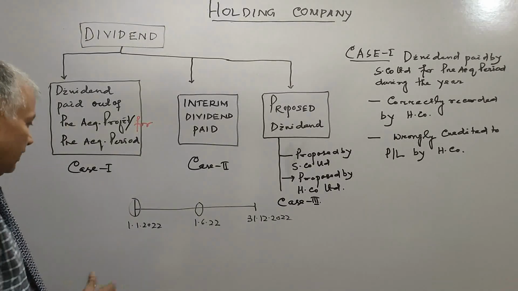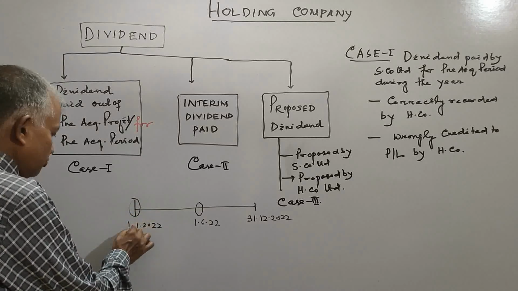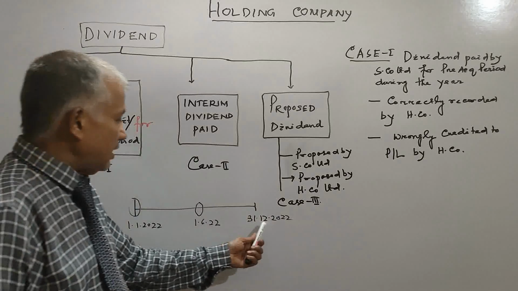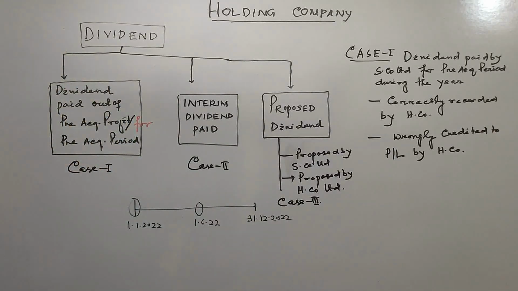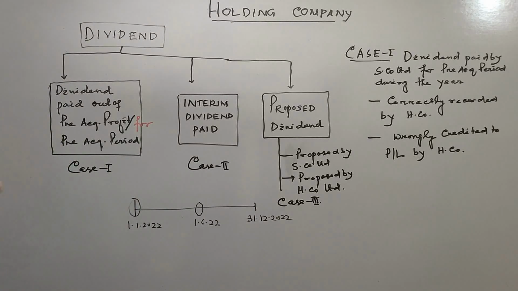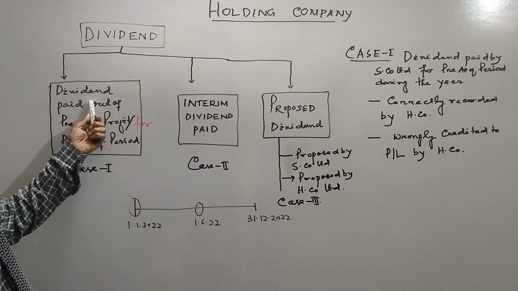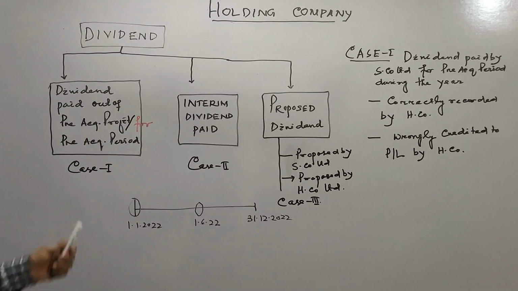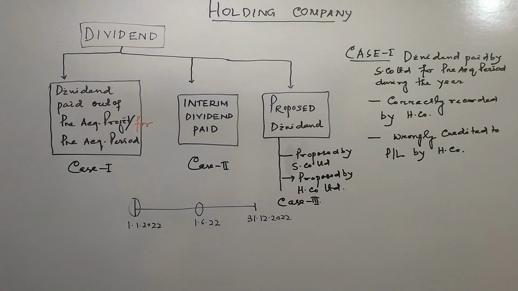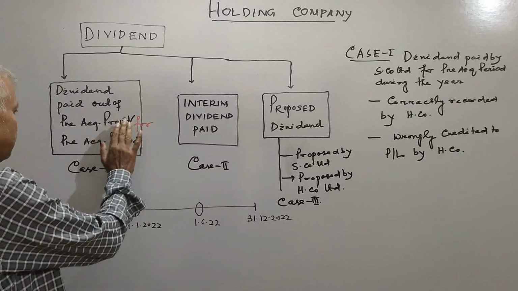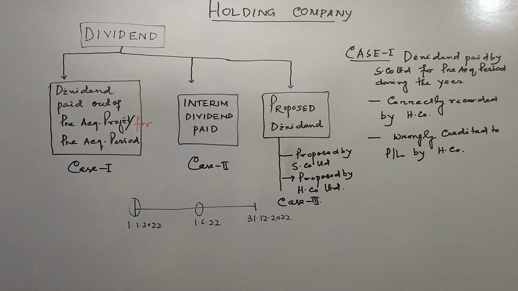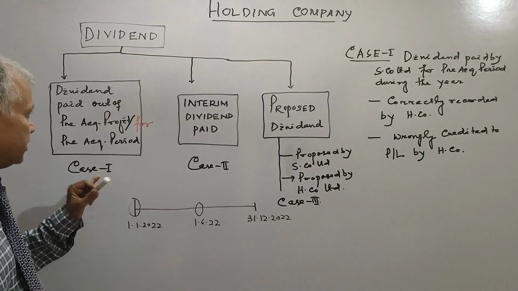So if the date of acquisition is 1/1/2022 or 31/12/2022, but the dividend has been paid for 2021, then it is a dividend out of pre-acquisition profit or pre-acquisition period. Right? Dividend is paid out of this profit or for the pre-acquisition period. This is your case 1.